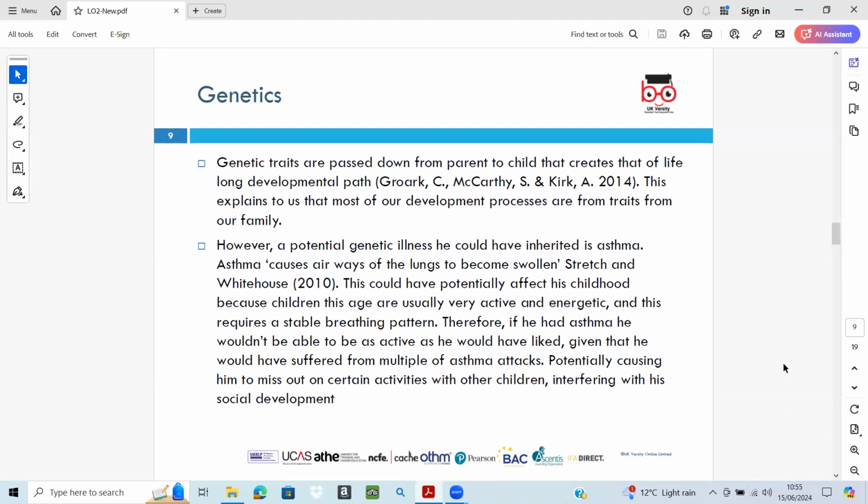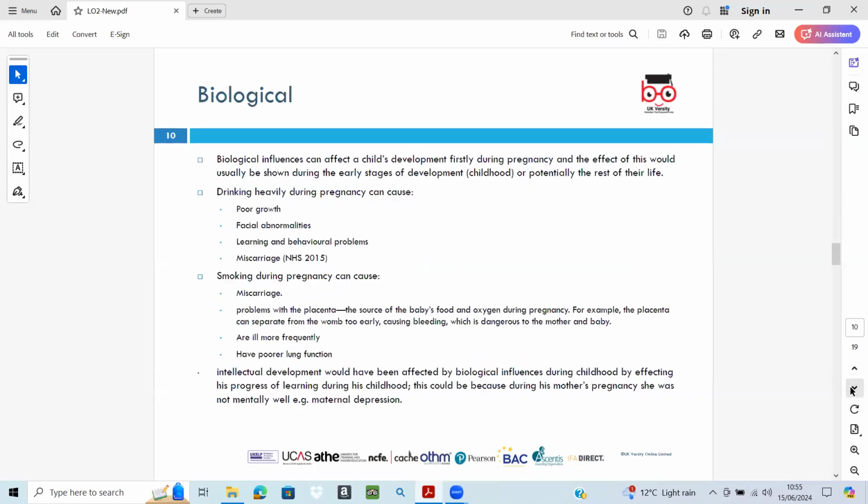So we have some key concepts, like genetic inheritance. Traits passed down from parents influence developmental pathways. Then we have genetic illness. Conditions like asthma can impact physical activities and social interactions. I'll move to the next slide.